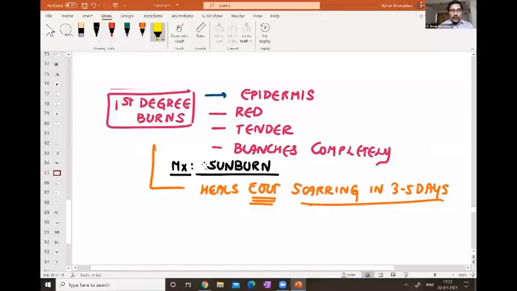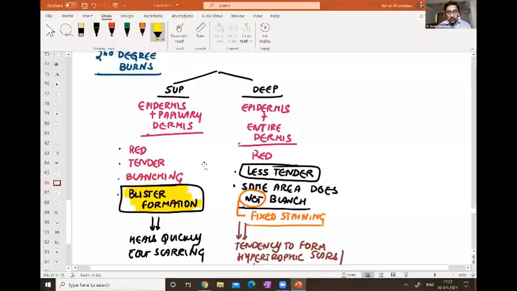Second degree superficial burns involve the epidermis plus the papillary dermis. Blister formation is the classical finding here, which you should know about. It heals quickly without scarring. Deep burns involve the entire epidermis plus dermis. They are red, less tender. The entire area does not blanch, and they tend to form hypertrophic scars and keloids.